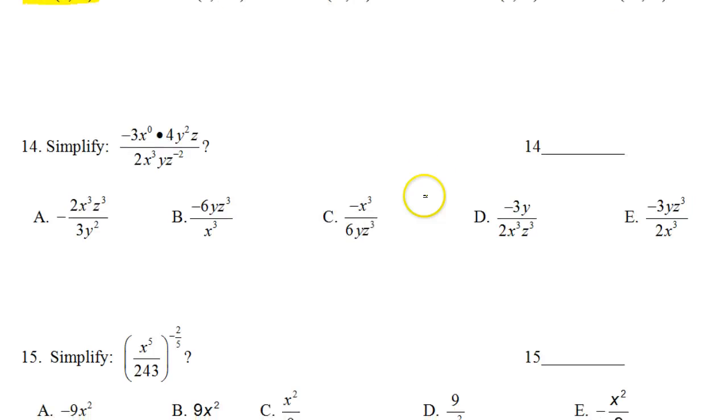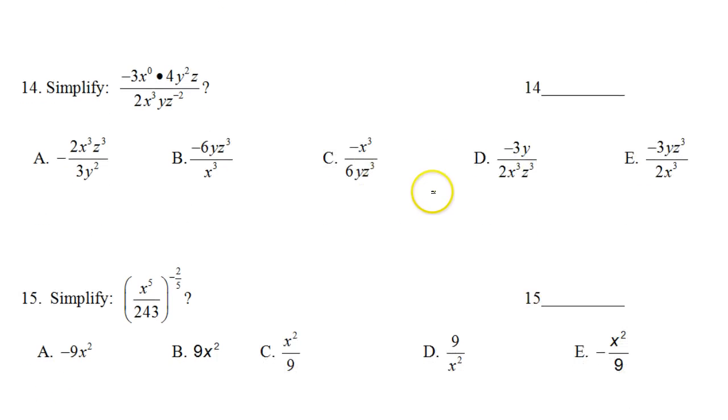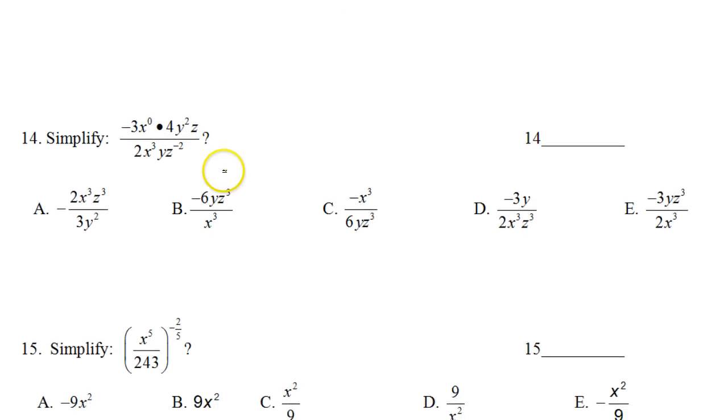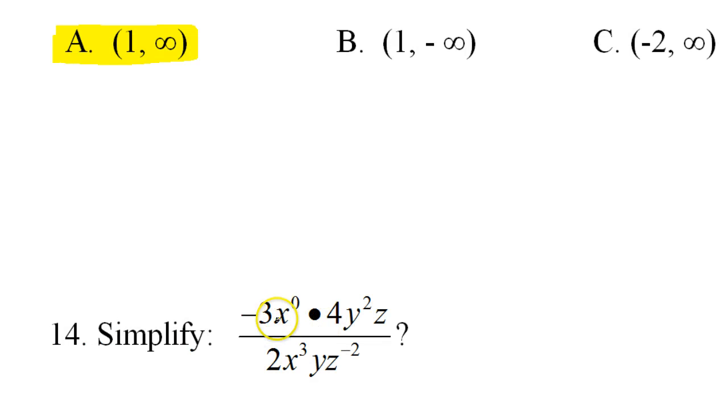Number 14. So we have to simplify this mess. Do I have space to do this? Let's zoom in. Anything to the 0 power is 1. So first of all, that's just going to become a 1. But basically that's gone.